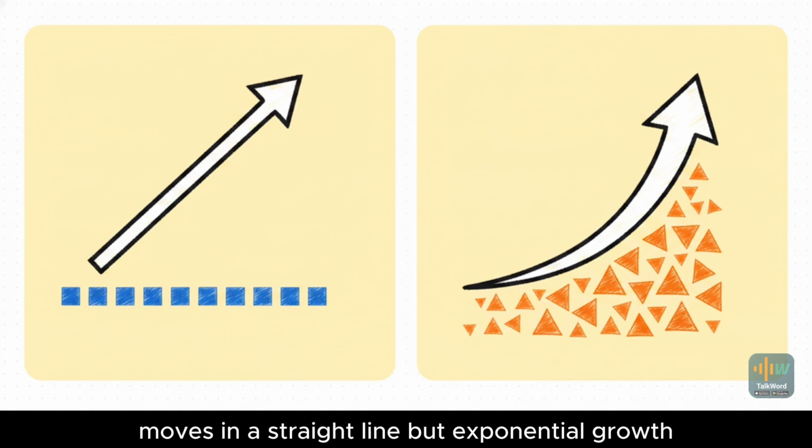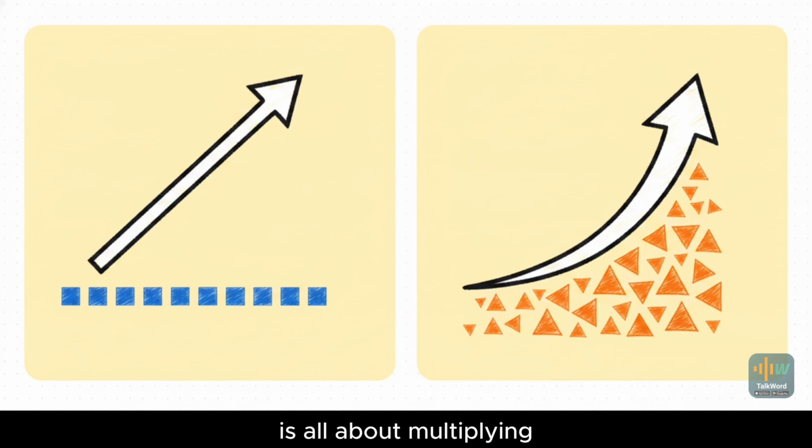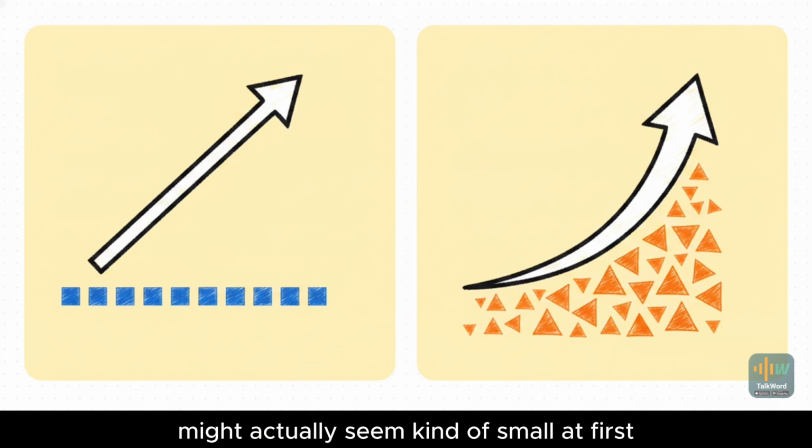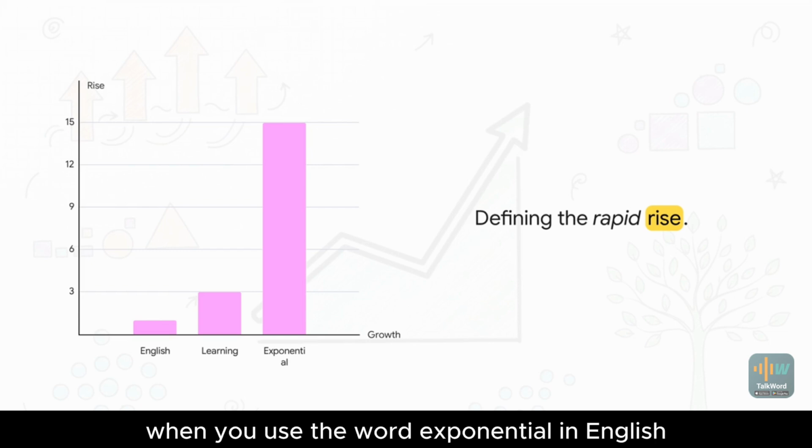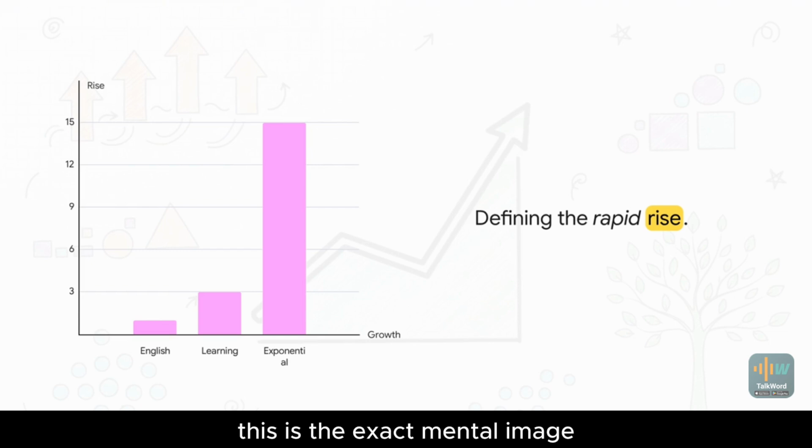But exponential growth, as we just saw with our rumor analogy, is all about multiplying. It's times 2, times 2, times 2. The difference between adding and multiplying might actually seem kind of small at first, but over time, the results are drastically, unbelievably different. And this brilliantly illustrates exactly what that feels like. I mean, look at this. You start out tiny, things are just getting going, then it gets slightly bigger, things are moving along, but then bam, it doesn't just go up a little bit, it massively shoots up right off the chart. When you use the word exponential in English, this is the exact mental image you're giving the listener. You're basically telling them, hey, this thing didn't just grow normally, it absolutely skyrocketed.